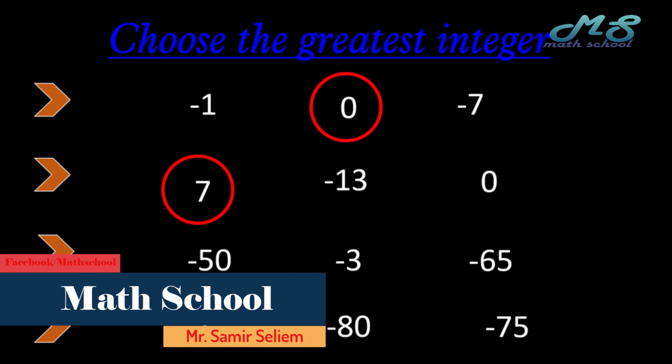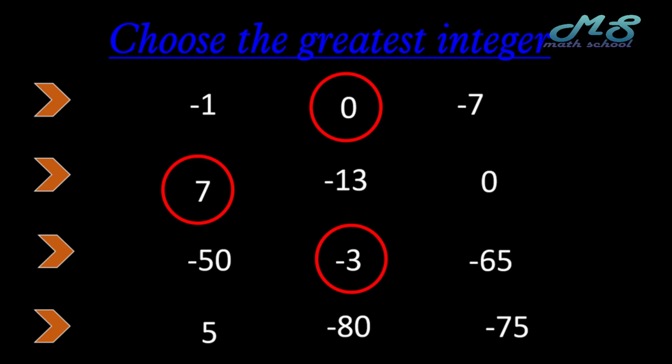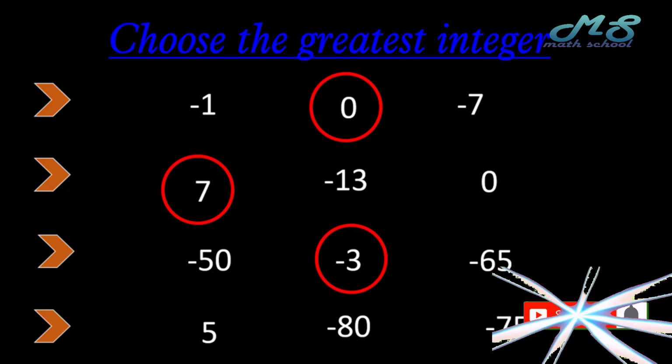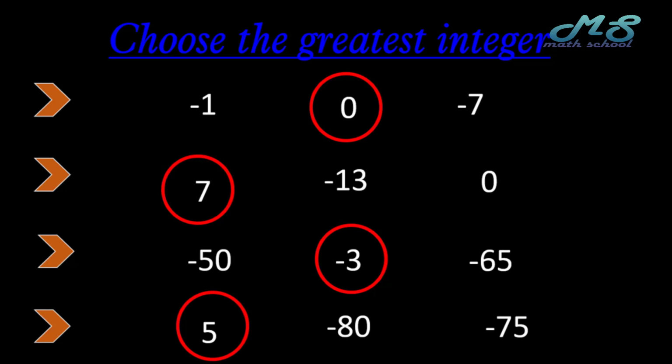Next, negative 50, negative 3, and negative 65. The greatest one, guys, here is negative 3. Why? Because negative 50 and negative 65 are lying at the left of negative 3 on the number line. The last set, guys: 5, negative 80, negative 75. The greatest one is 5 because we studied before that a positive integer is generally greater than the negative integers. Negative 80 and negative 75 are what, guys? Negative integers.